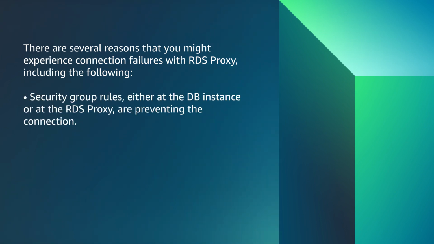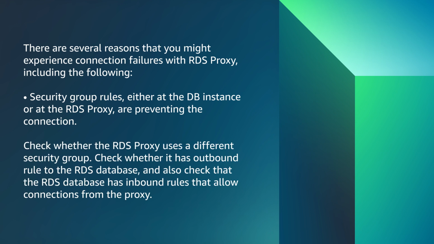Security group rules, either at the database instance or at the RDS proxy, are preventing the connection. Check whether the RDS proxy uses a different security group. Check whether it has an outbound rule to the RDS database, and also check that the RDS database has inbound rules that allow connections from the proxy.